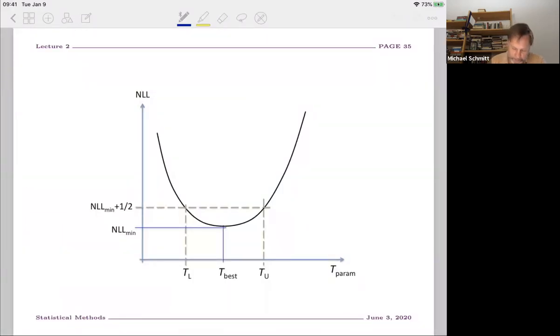It also turns out, again, we don't have time to prove this, but this 68% confidence interval is actually determined by where on the parabola the negative log likelihood rises from its minimum value to its minimum value plus 1/2. Okay, so this interval here determines the confidence interval.